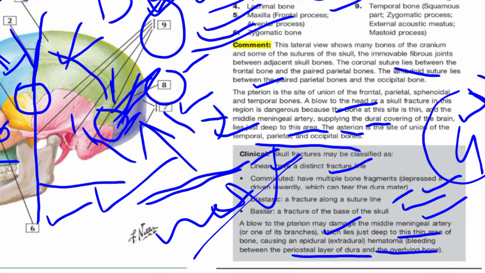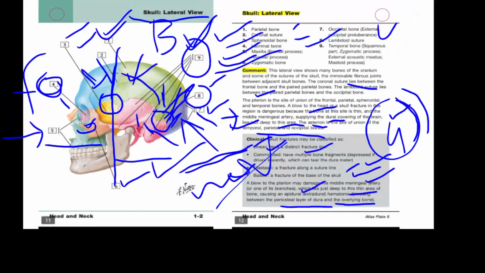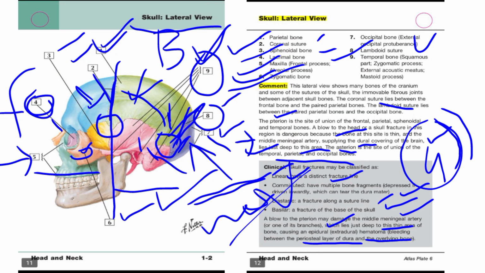I think I made this lecture clear to you. In this lecture I discussed the skull lateral view from label 1 to 9. We will discuss all the comments, the important points and also the clinicals. This lecture is almost 10 minutes. Every lecture is almost 9 to 10 minutes, and we will discuss these very important things in detail. Thank you so much. If you have any question you can ask.